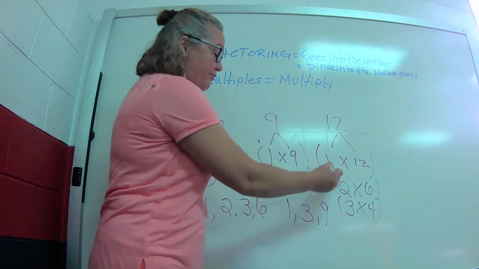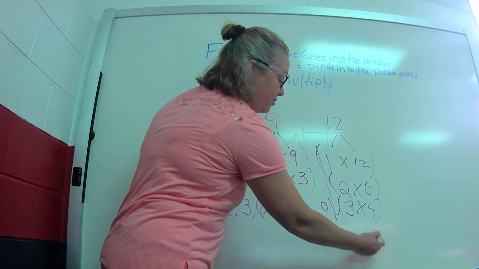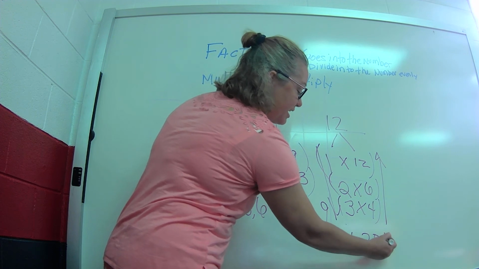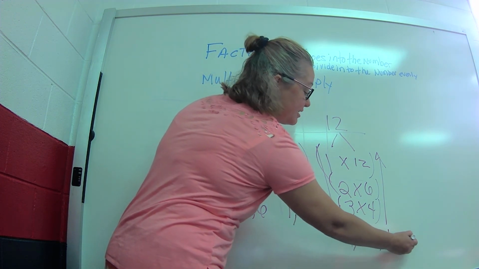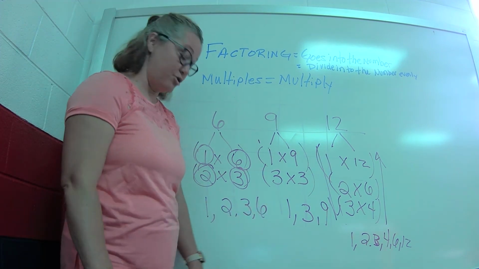Our individual factors, then, it's going to be down: 1, 2, 3. Now I go up. Whoops, that's an ugly 3. 3, 4, 6, 12. And those would be our individual factors of 12.